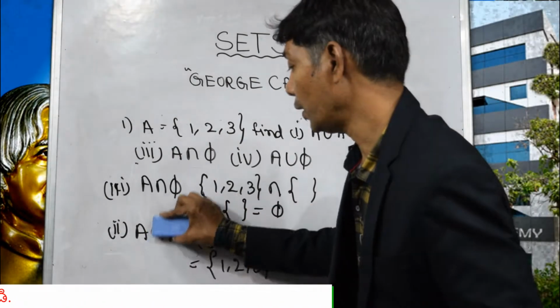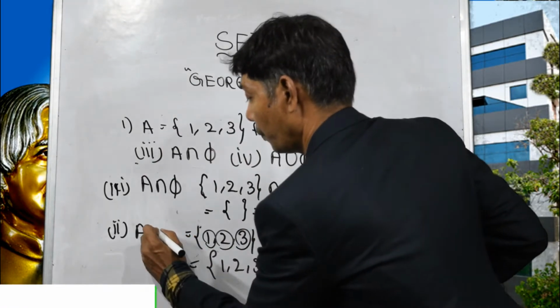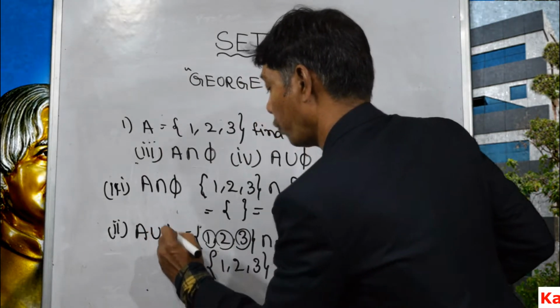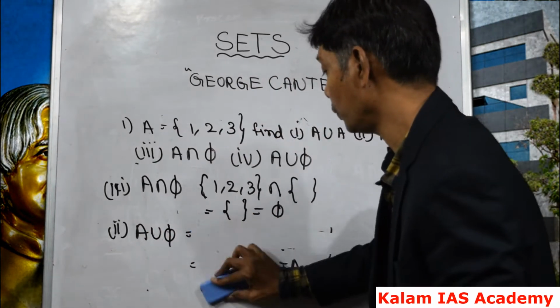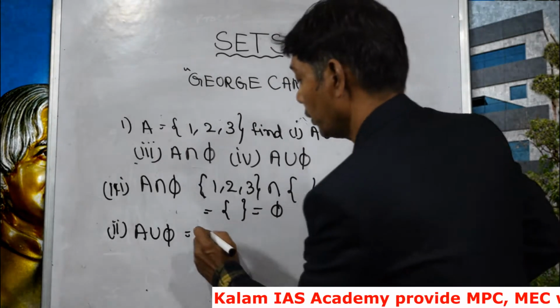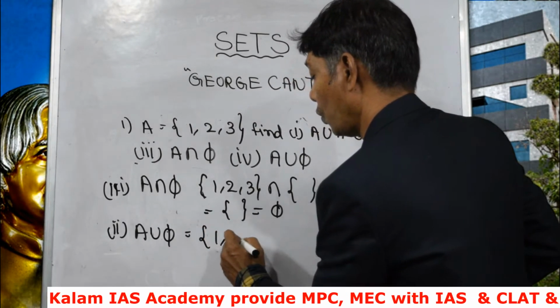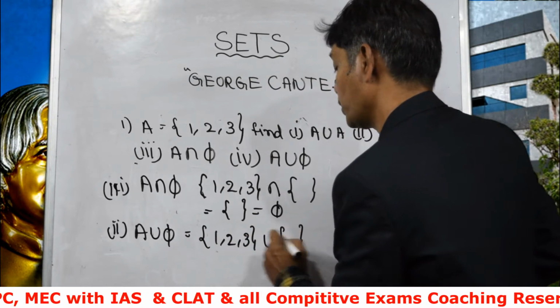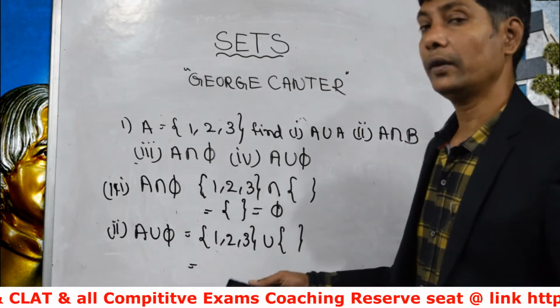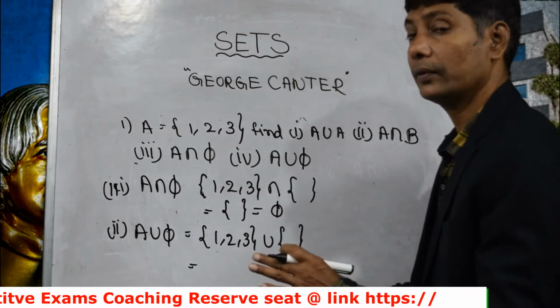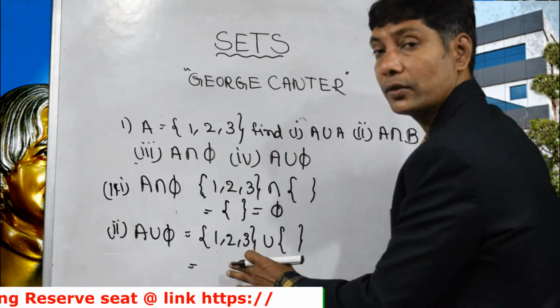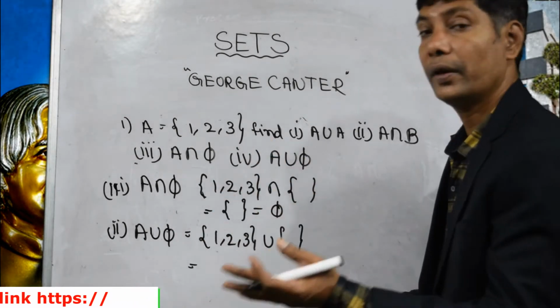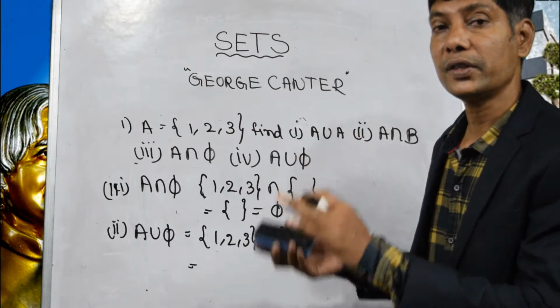Now you go for A union phi. Already we know that A is equal to 1, 2, 3. Union phi means empty set. In union, you have to take elements either in the first set or the second set.